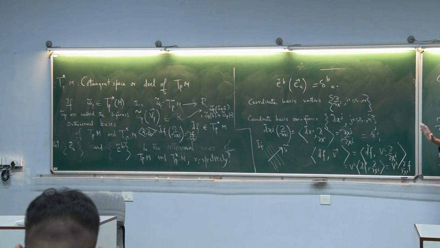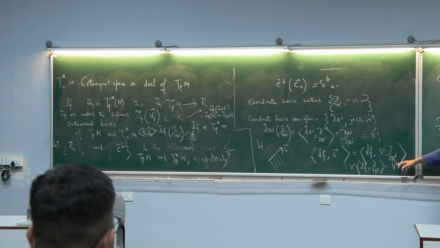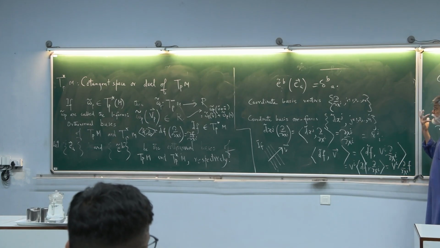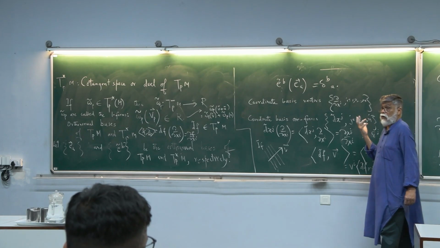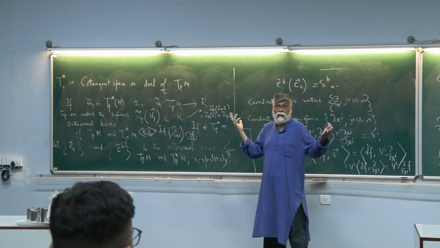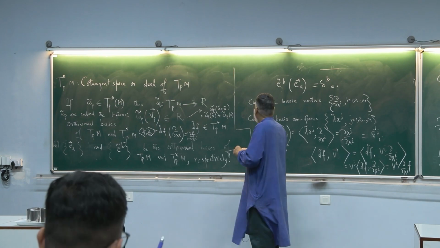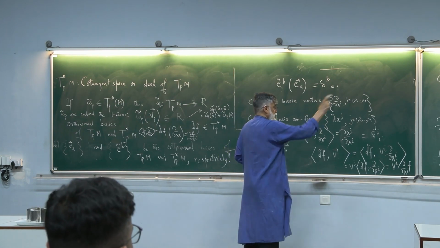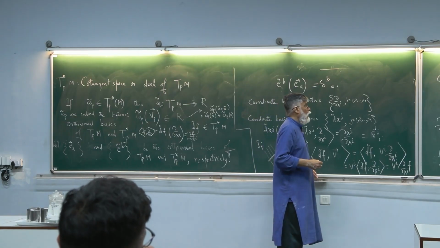we have a notion of components, contravariant components of a vector, V^i. You can ask what are the components of a one form, an arbitrary one form. So, let me erase this part.